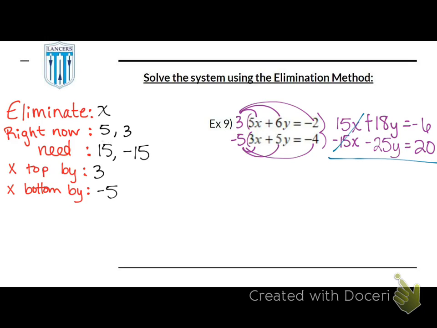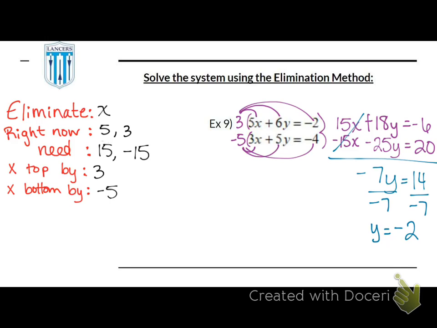18y minus 25y. Good. Negative 7y. And then negative 6 combined with 20 is 14. We divide and we get that y equals negative 2.